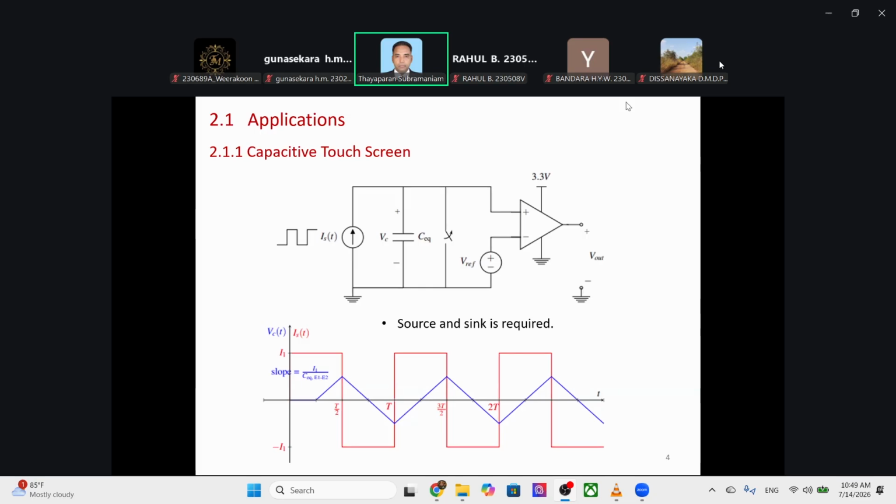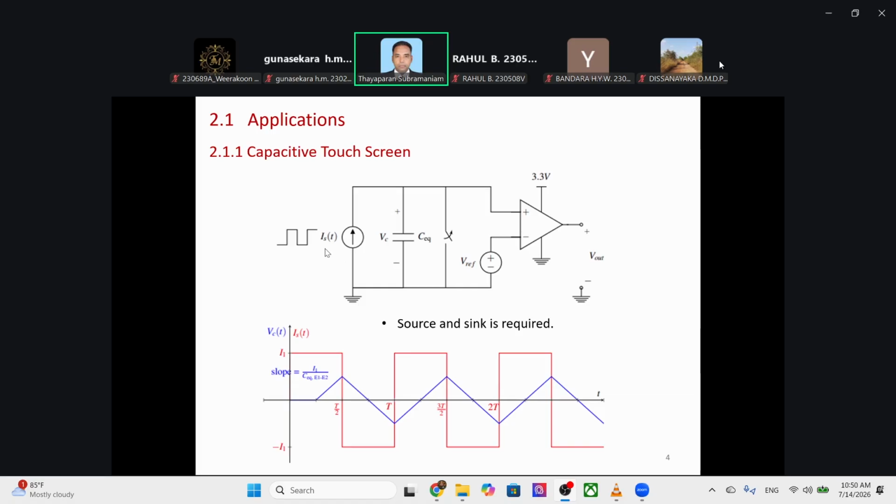Okay, let's start. One application of this current source is the capacitive touch screen. You can see a simple circuit. You might have come across some applications in PLL, right? We need a current source frequently to design our circuits. This is another application which is very common.